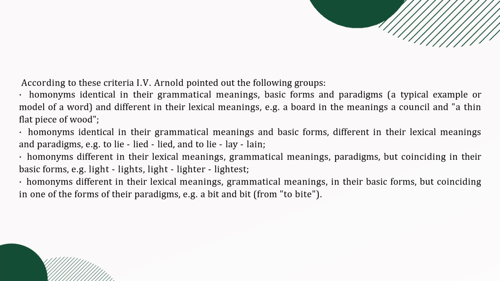For example, a board in the meanings a council and a thin flat piece of wood. Homonyms identical in their grammatical meanings and basic forms, different in their lexical meanings and paradigms. For example, to lie, lied, lying, and to lie, lay, lain. Homonyms different in their lexical meanings, grammatical meanings, paradigms, but coinciding in their basic forms. For example, light, lights, and light, lighter, lightest. And homonyms different in their lexical meanings, grammatical meanings, and their basic forms, but coinciding in one of the forms of their paradigms.